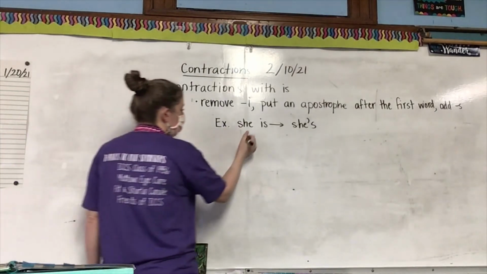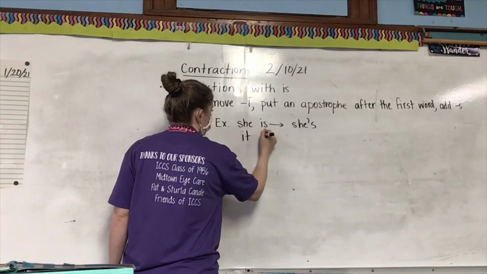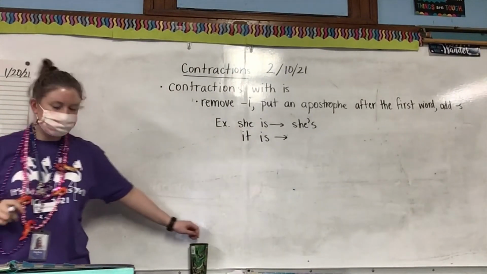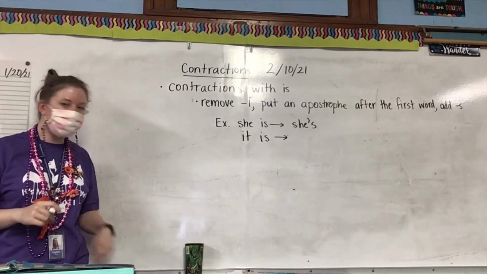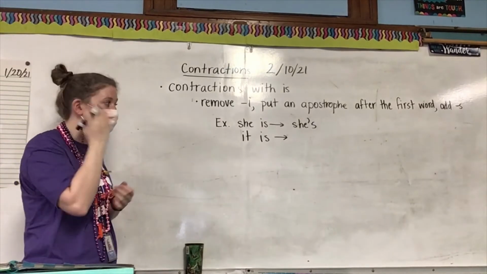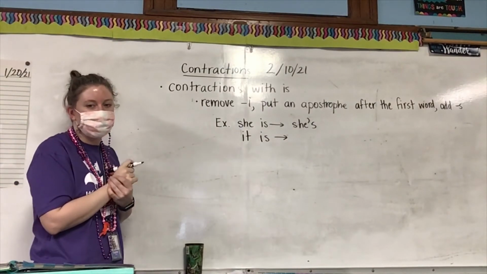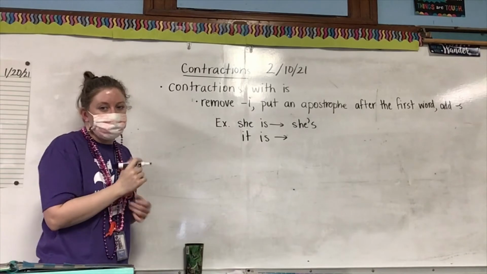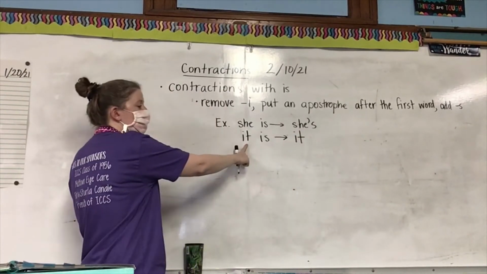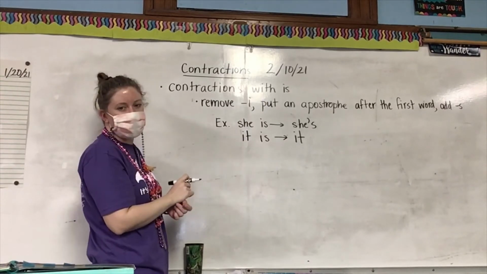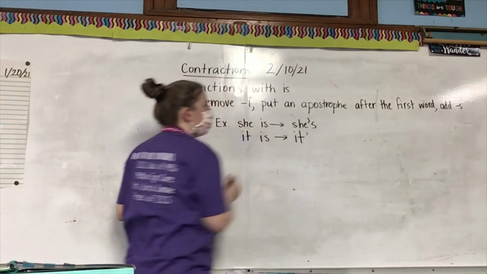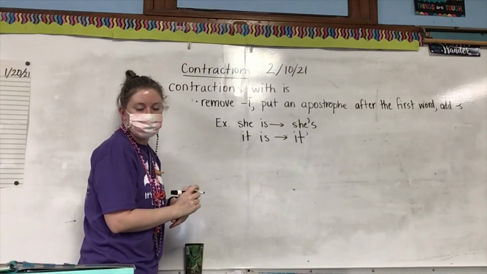What about it is? Carla, what is the contraction for it is? It's going to be it's. How do I spell that, Carla? I-T, because we write our first word. Then what comes next? Apostrophe. We put an apostrophe, and then we add the S. S.